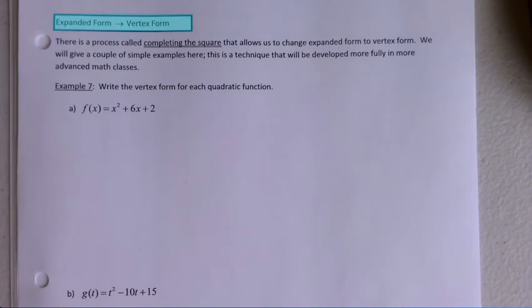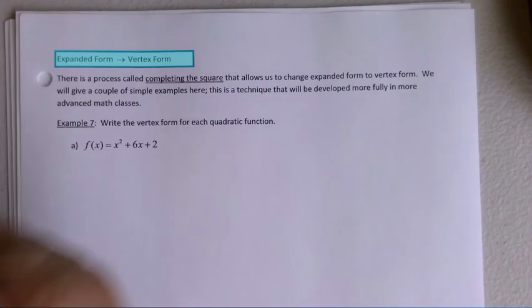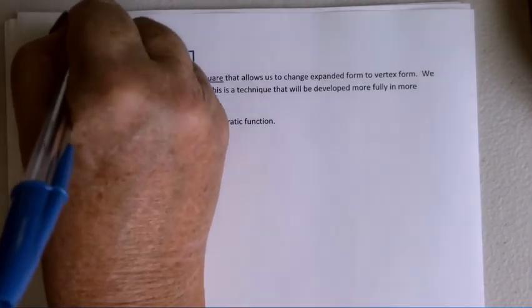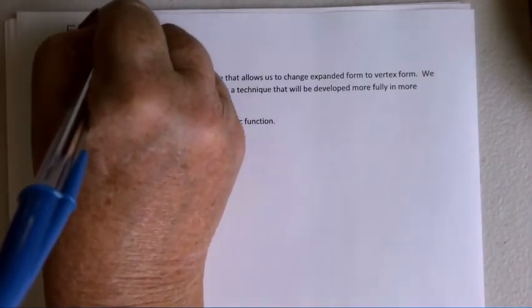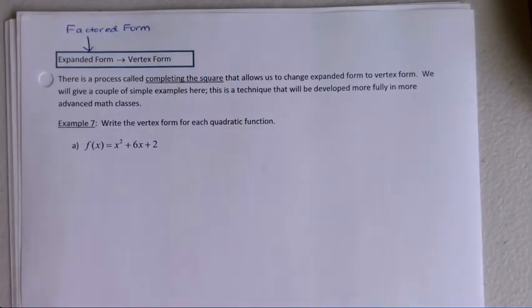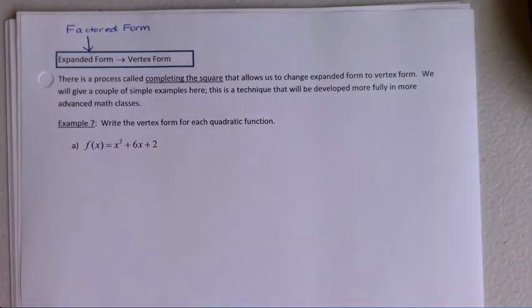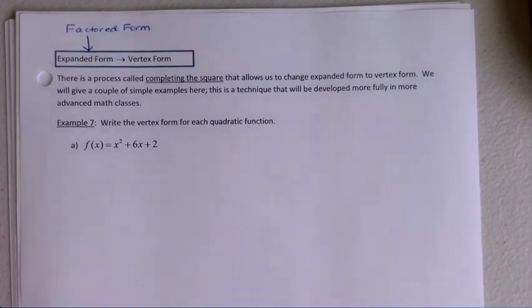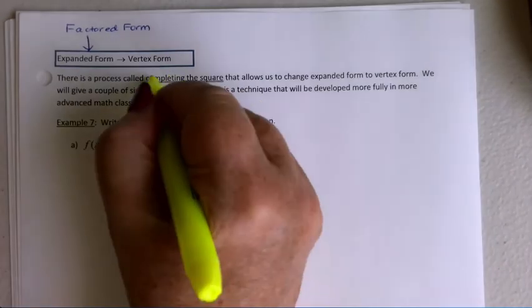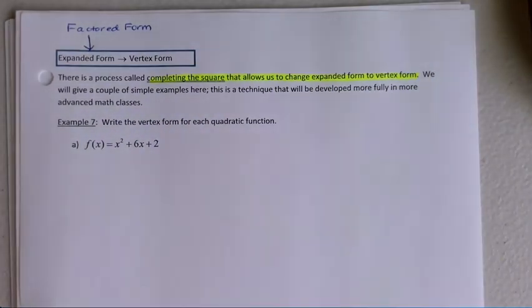I'm going to also mention that if you had a factored form and you wanted the vertex form, the way to do it would be to take the factored form, multiply it out to get the expanded form, and then change to vertex form. So if I can go from expanded form to vertex form, I've kind of covered all of it. All right, so this completing the square process allows us to change expanded form to vertex form.